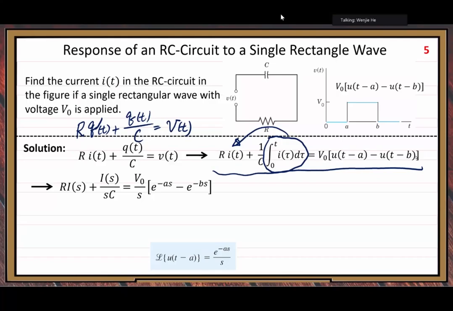So in this way, you can see that by the Laplace transform, we can handle the integral easily. Otherwise, to solve this equation with the integral here is too hard. Here, it becomes an algebraic equation. So then let's solve this algebraic equation for the capital I function. Pretty straightforward.